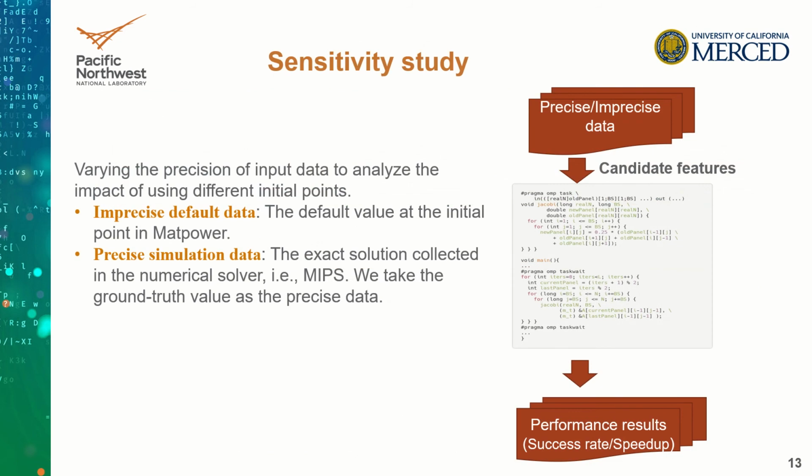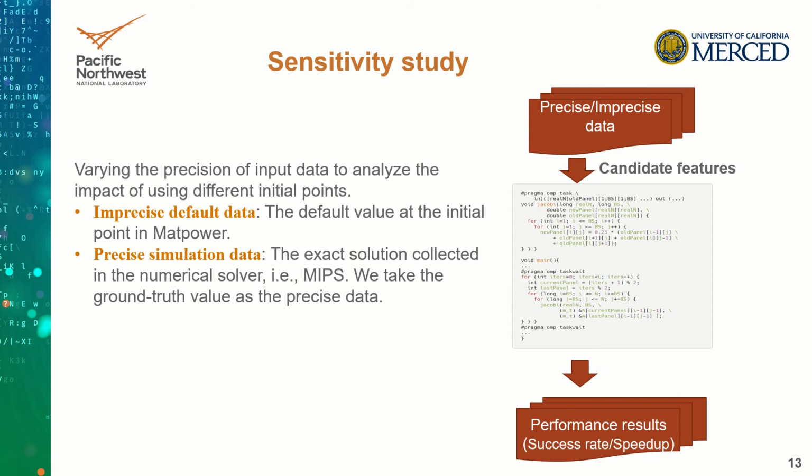So in the sensitivity study, we will analyze the impact of candidate features by varying the precision of the data set. Here we introduce two data types, the imprecise default data and the precise simulation data. The imprecise default data is the default value at the initial point in MatPower, an open source framework for the power grid simulation. And the precise simulation data is the exact solution collected in the numerical solver MIPS. Also, we will take this as our ground truth to do the neural network training.